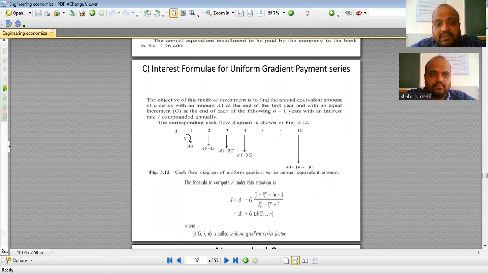Now remember, in the typical cash flow diagram your G is increasing. At the same time, your G may be decreasing here. I might have A1 plus (n minus 1)G here, and subsequently it may reduce like this. In that case, the G value in the formula, I need to take as minus G. That is the difference.